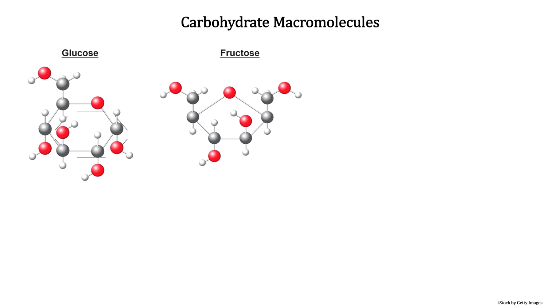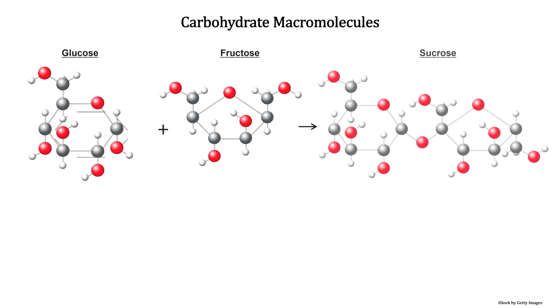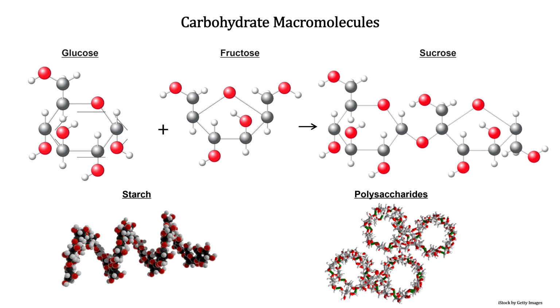Carbohydrates have monomers like glucose and fructose. They can be joined by covalent bonds that form the polymer sucrose, table sugar. Carbohydrate macromolecules, like starch and polysaccharides, form by combining a few hundred to a few thousand of these polymers.